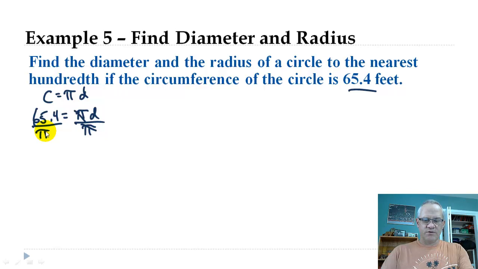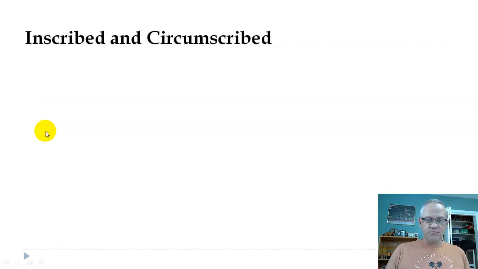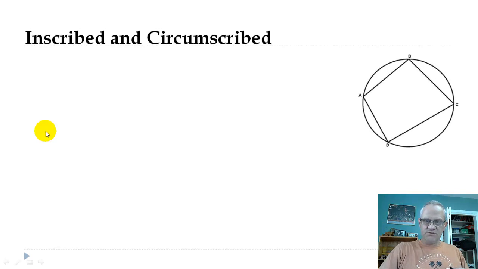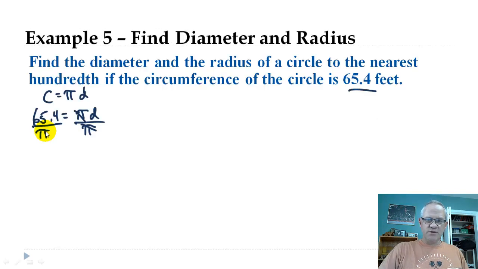I don't know why my calculator is being so finicky today. Okay, I'm just going to do it manually since I can't get that one to come up. So this is just going to be 65.4 divided by pi. Okay, let's slow down here. Let's just try to get back.